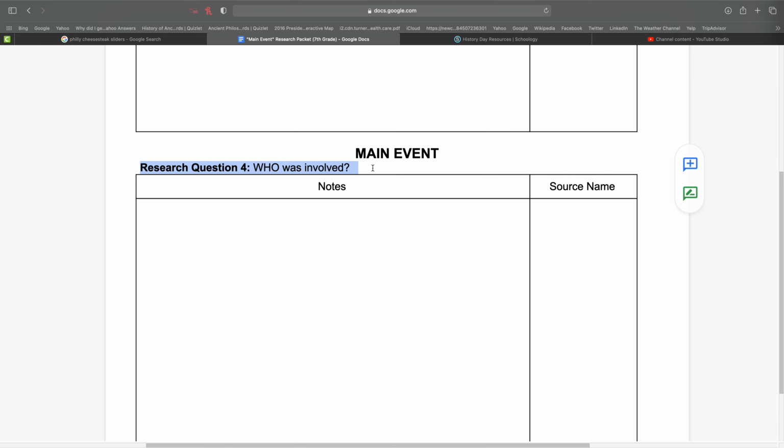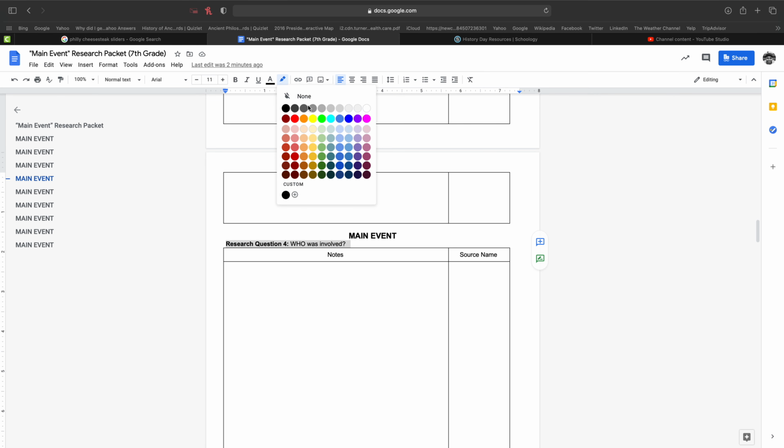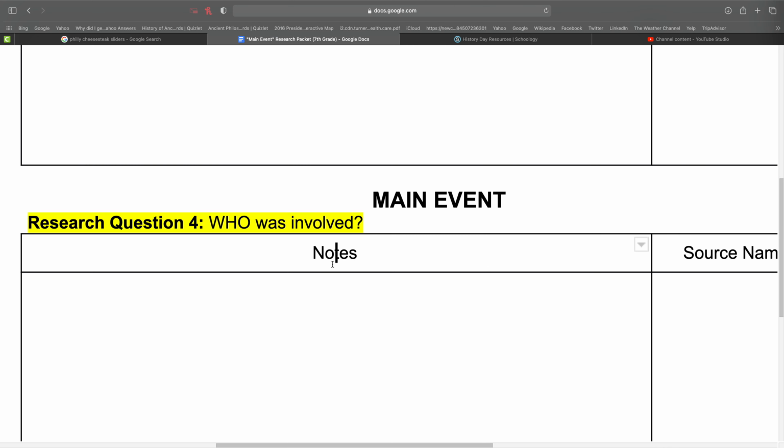Research question number 4. Let me get the highlighty thingy. Who was involved? This is asking specifically, who were the people involved in this situation, and what was their role? Rosa Parks clearly was the main person, and her role was to disrupt the way of life of the segregated city of Montgomery. And so she was part of it.